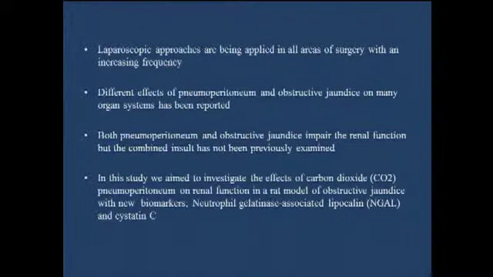Laparoscopic apparatus are being applied in all areas of surgery with an increasing frequency. Different effects of pneumoperitoneum and obstructive jaundice on many organ systems have been reported. Both pneumoperitoneum and obstructive jaundice impair the renal function, but the combined insult has not been previously examined. In this study, we aimed to investigate the effect of carbon dioxide pneumoperitoneum on renal function in a rat model of obstructive jaundice with new biomarkers, NGAL and cystatin C.